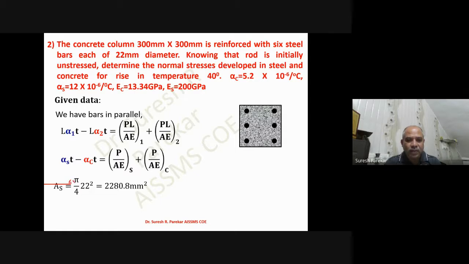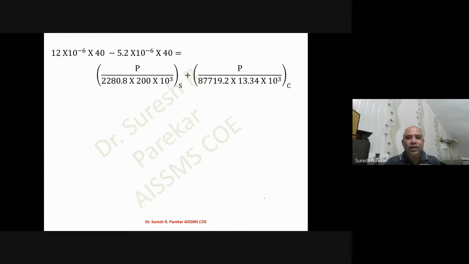So 6 into pi by 4 into 22 square, then we will get 2280.8 mm square. And the total concrete area is 300 by 300 minus the area of bars, and that comes to 87719.2. Then, by substituting values in the equation, we get the value of P, which is 89.27 kilonewton.